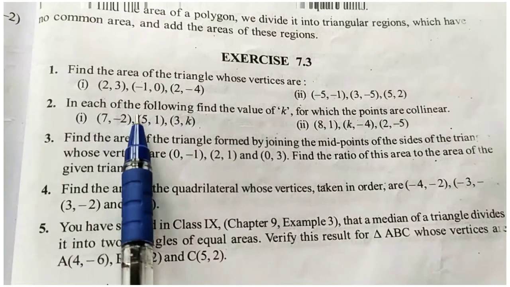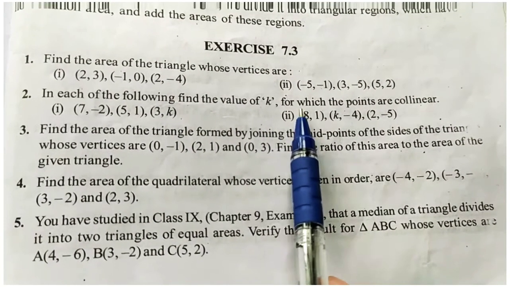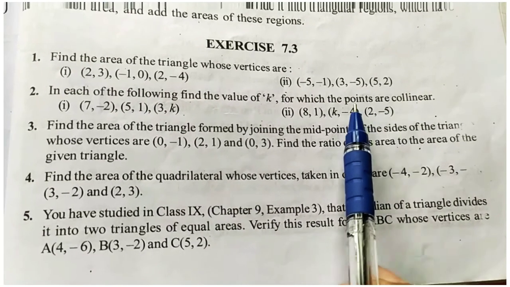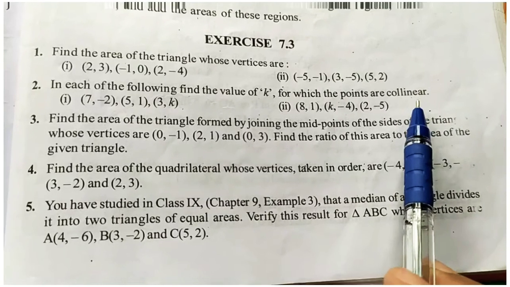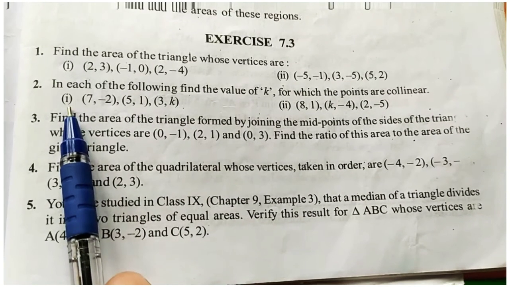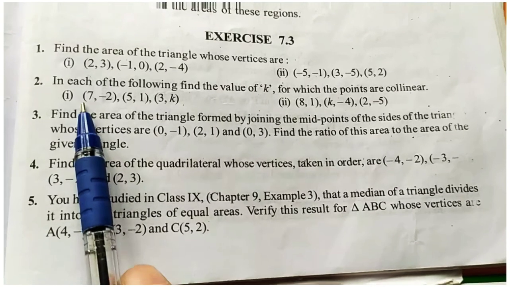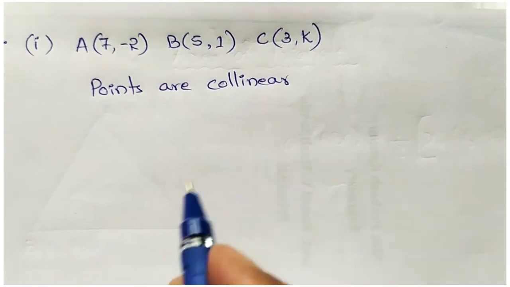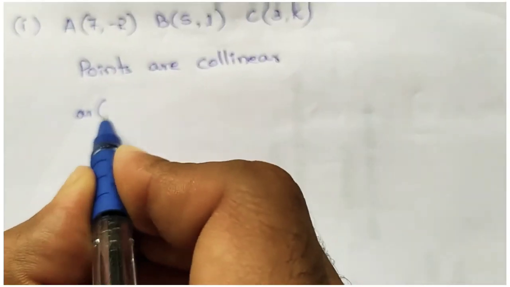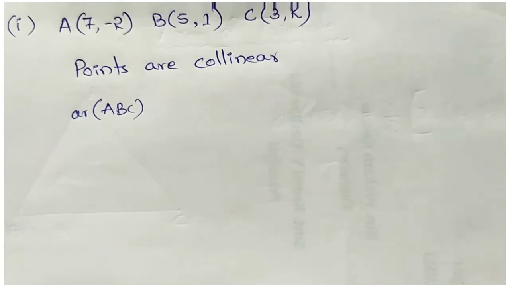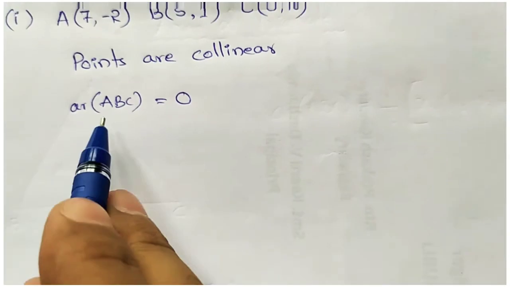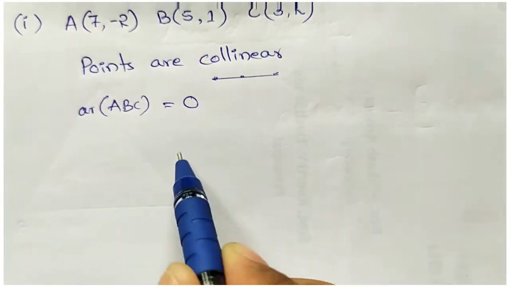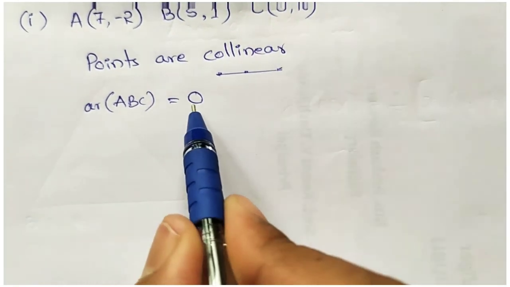In the second question, in each of the following find the value of k for which the points are collinear. So what is the meaning of collinear? Collinear means all points lie on the same line. In the first sub question they gave 3 points, so let them be A, B, C with coordinates. If the points are collinear, then the area of triangle ABC becomes 0, because on a straight line how is it possible to get the area of a triangle? So area of triangle ABC equals 0.